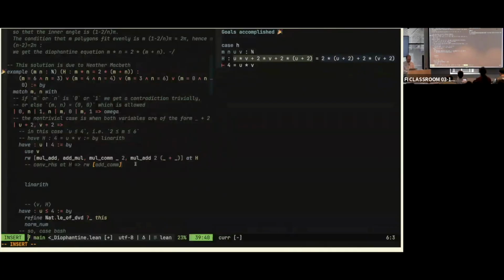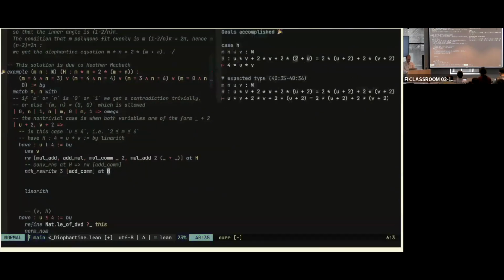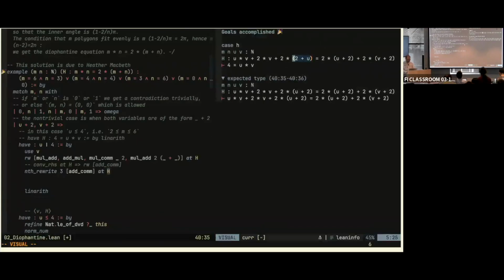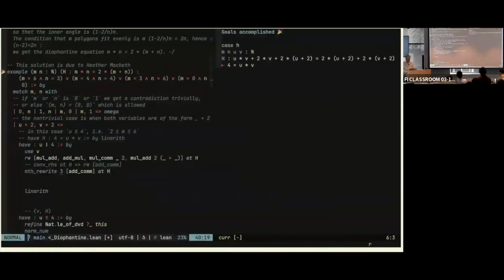So I typed n3 right, 3, and at com at h. And it didn't work. It didn't work. It was not the third one because the third one was that one. So then, okay, I tried to be clever once, but only once. And four was okay.